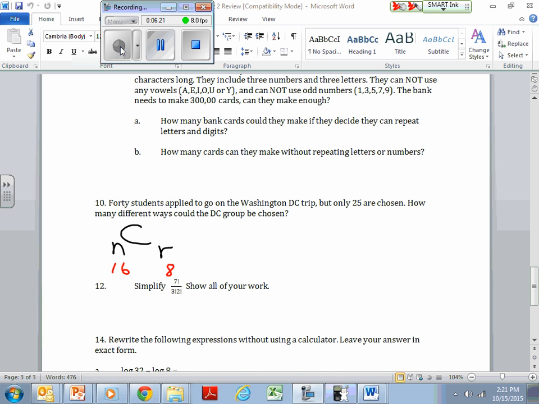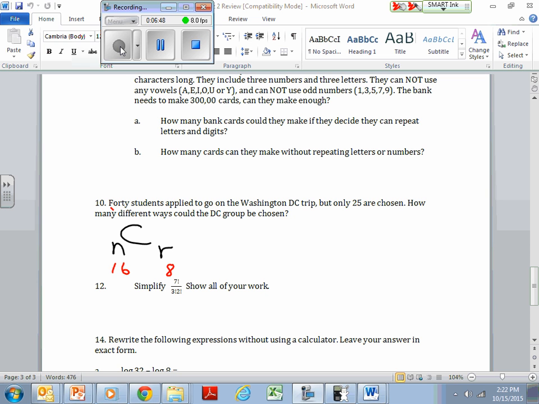So in the DC example, how would you write this in this format? What would it look like? So you have 40 students to choose from. How many get to go? 25. So what would that look like if you wrote it in this format? Would it be 25? It's the other way around. Because you always start with how much you have, and then how many you actually get to pick. So it'd be 40 choose 25.